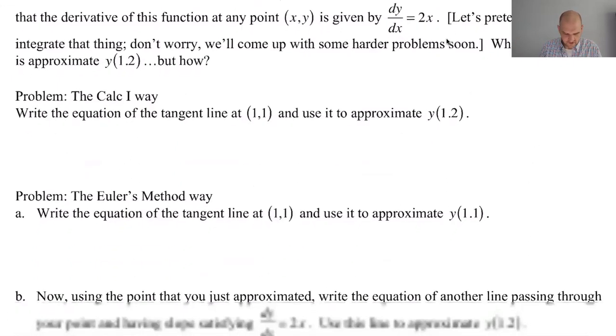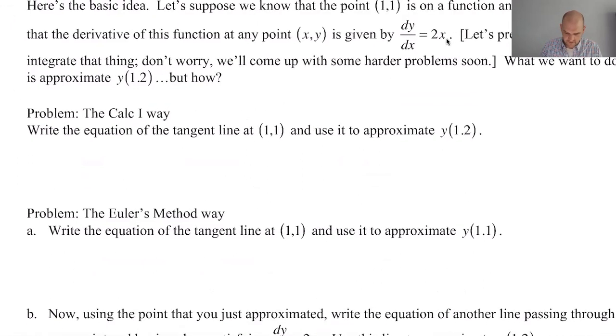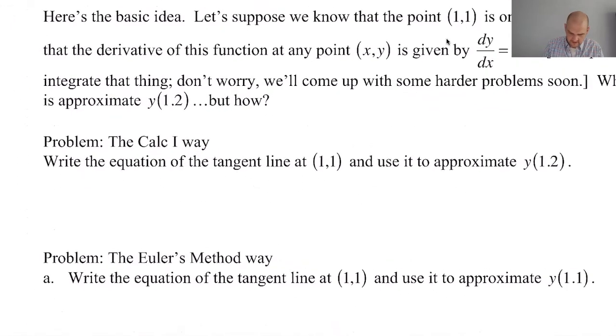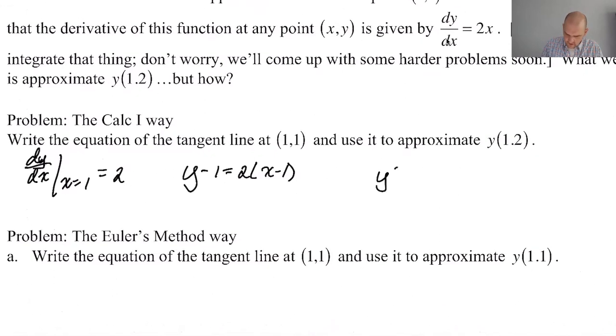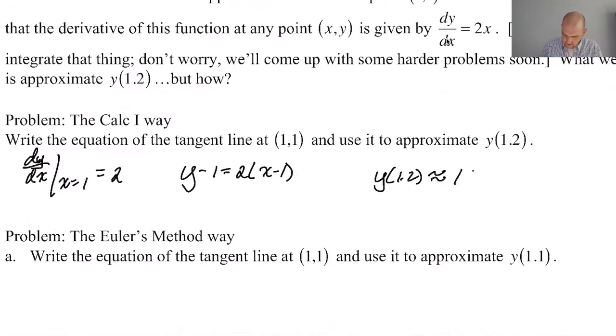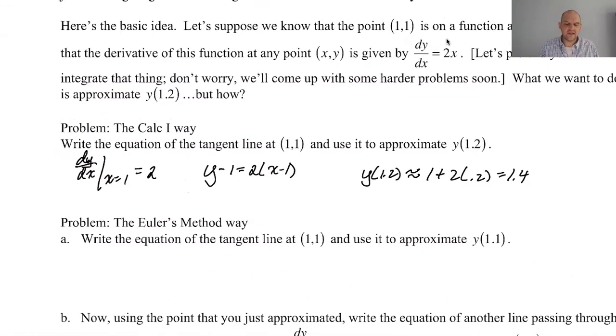So here's what you would do in Calc 1. You would simply write the equation of the tangent line. So dy/dx at x = 1 is going to be 2. So our tangent line is y - 1 = 2(x - 1). And then we would say that y(1.2) is approximately 1 + 2 times 0.2, so 1.4. Totally fine, right? Not an issue.